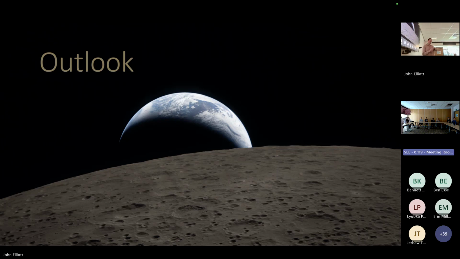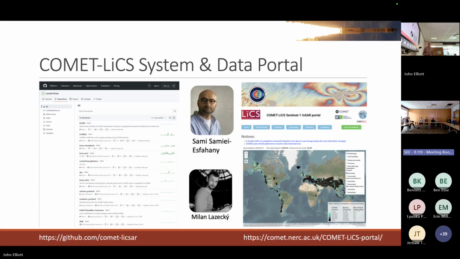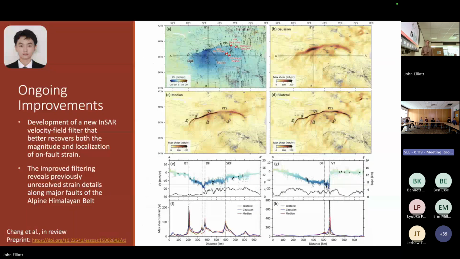So then just to finish, what's the outlook for this field and where are we going next? Well, one of the aspects is the ongoing processing. So Sami Esfahani manages the processing chain, and Milan develops all the software for it to be able to incorporate improvements into the processing chain for this. It's also through the COMET LiCS portal and is being developed, the LiCSAR processing and LiCSBAS through the GitHubs here. So they're making huge efforts in keeping this up to date, dealing with the big data volume challenges to be able to do it at this scale.